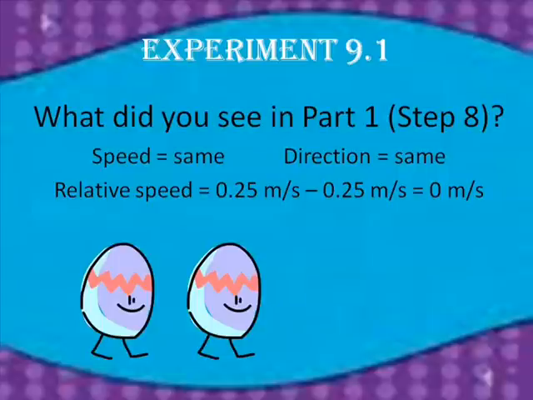Now, if we calculate the relative speed, in other words, the speed of one relative to the other, if we assume that they're traveling down the ramp at 0.25 meters per second, then the relative speed would be the speed of one minus the speed of the other, because their relative speed, their speed relative to each other, is 0 meters per second.